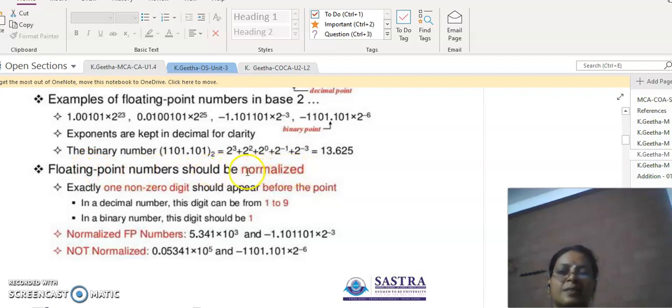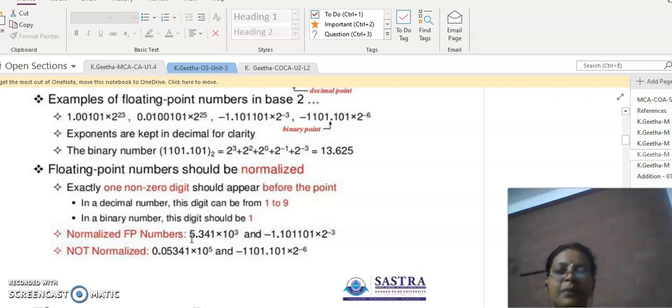So we have the concept of normalization. What do we actually mean by normalization? It means exactly one non-zero digit should appear before the point. If we discuss an example, it will be clear. Looking at this example, 5.341 into 10 power 3, observe the position of the decimal point here. It is exactly after one digit.